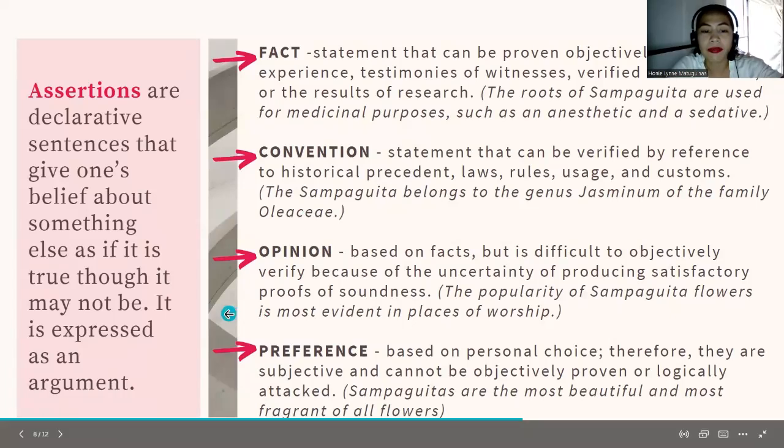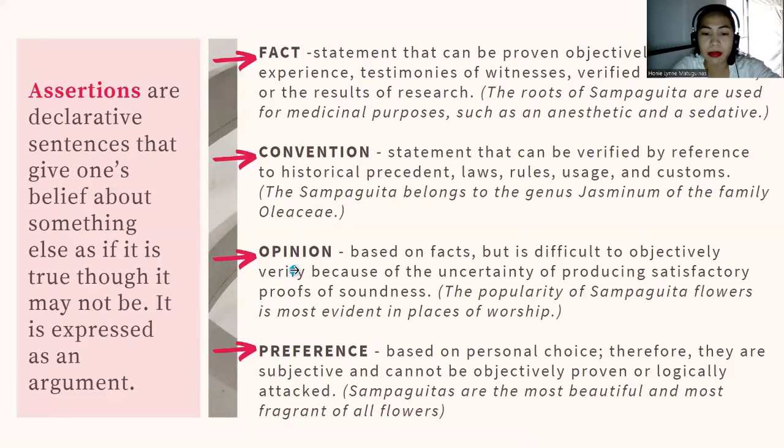Number three, opinion. So it's a statement based on facts, but it's difficult to objectively verify because of the uncertainty of producing satisfactory proofs of soundness. So, opinions result in ambiguities. The more ambiguous a statement, the more difficult it is to verify. Thus, they are open to disputes. So, in this example, this is an opinion since the claim is difficult to prove, and the truthfulness of the claim may be true to some, but not really to other people.